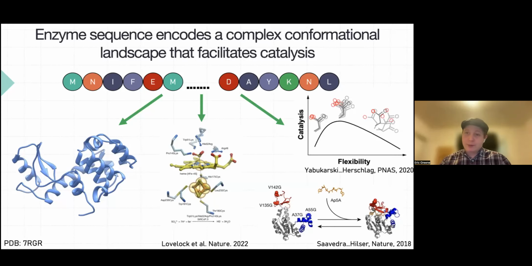But what's been more and more appreciated in recent decades is that in addition to that, the amino acid sequence also encodes the energy landscape, so all of the available conformations that are available to a protein to allow it to undergo catalysis. And so these are just a couple recent examples of some very small conformational changes that drive catalysis, as well as large ones for adenylate kinase.